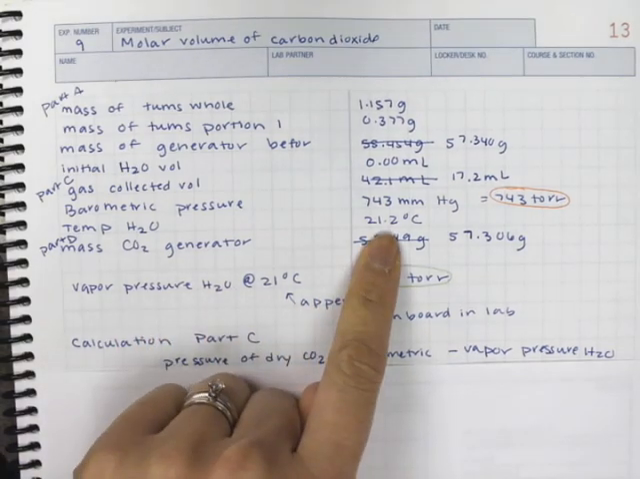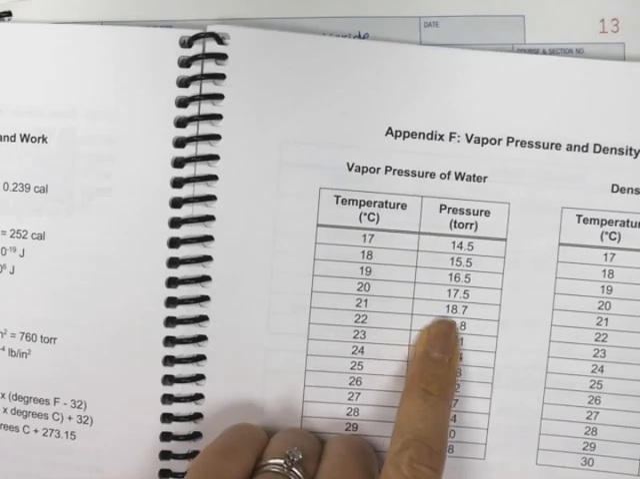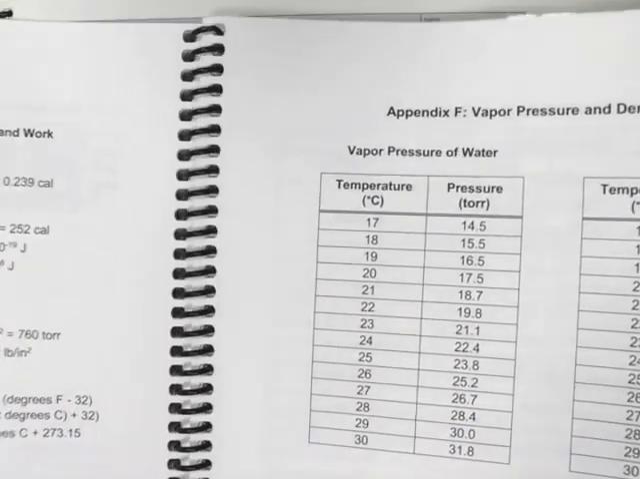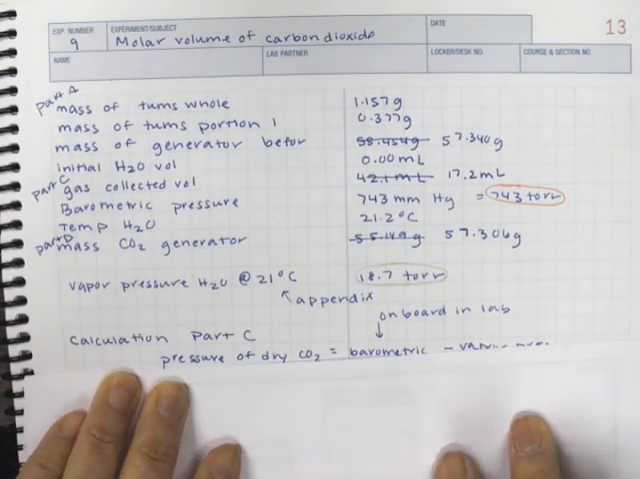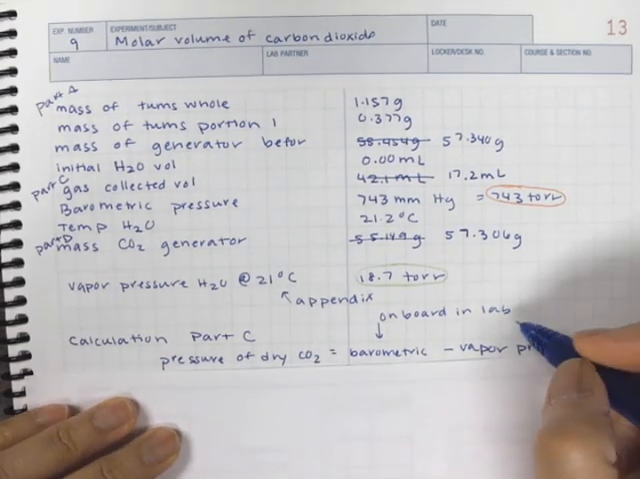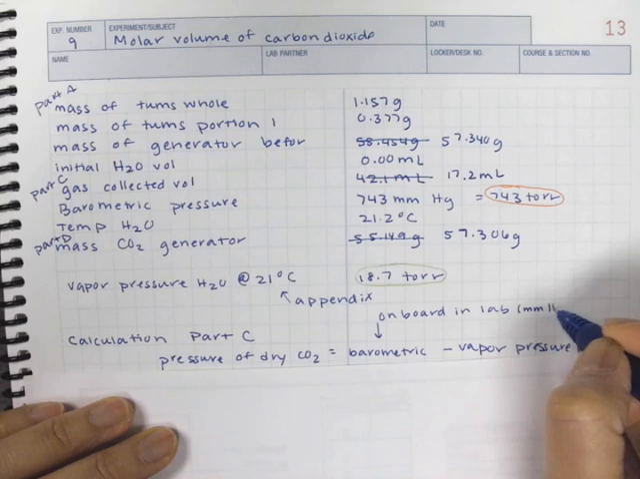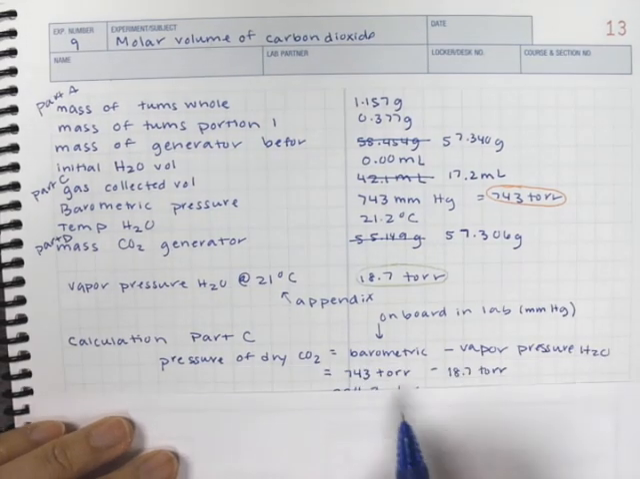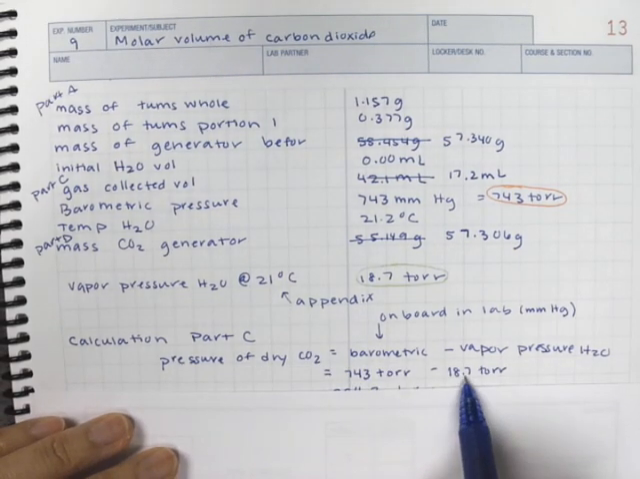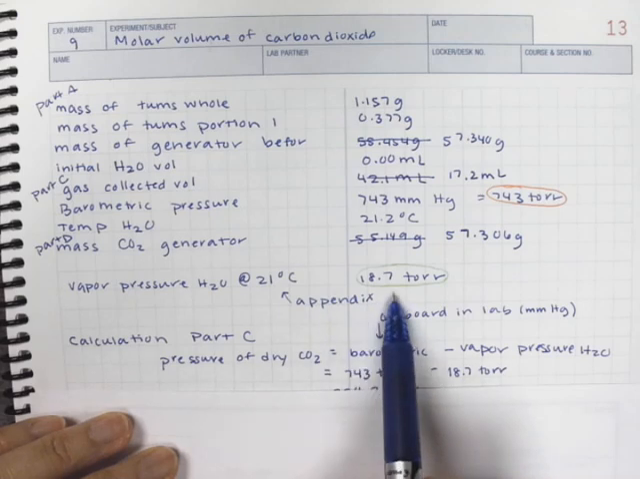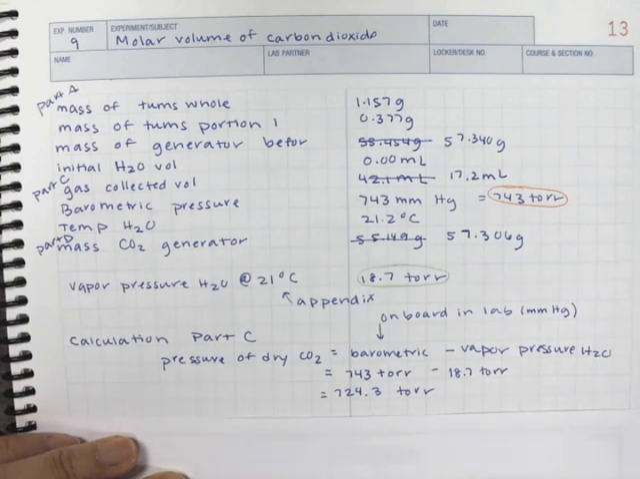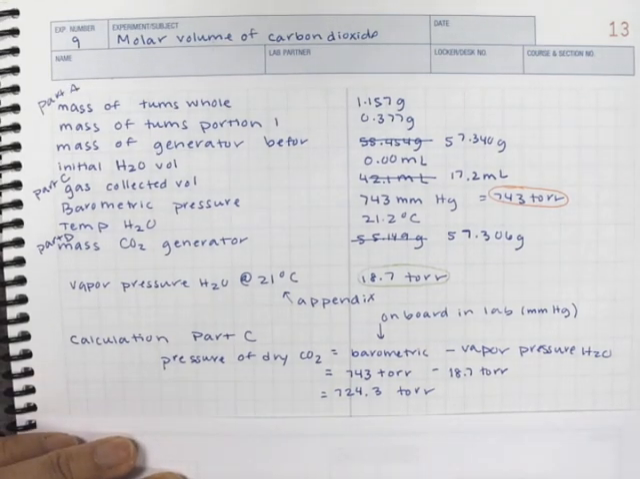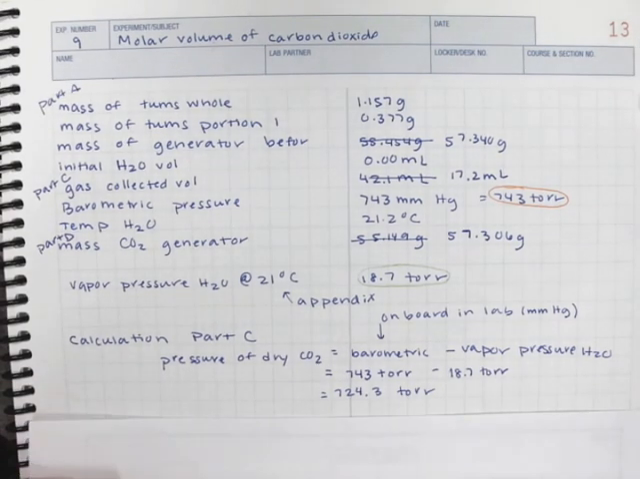The temperature of my water bath was 21 degrees, so the vapor pressure at 21 degrees is 18.7. The barometric pressure on the board was in millimeters of mercury, and that's the same thing as torr. The 18.7 was the value from the appendix. So doing a subtraction, you get 724.3 torr for the pressure of dry CO2.